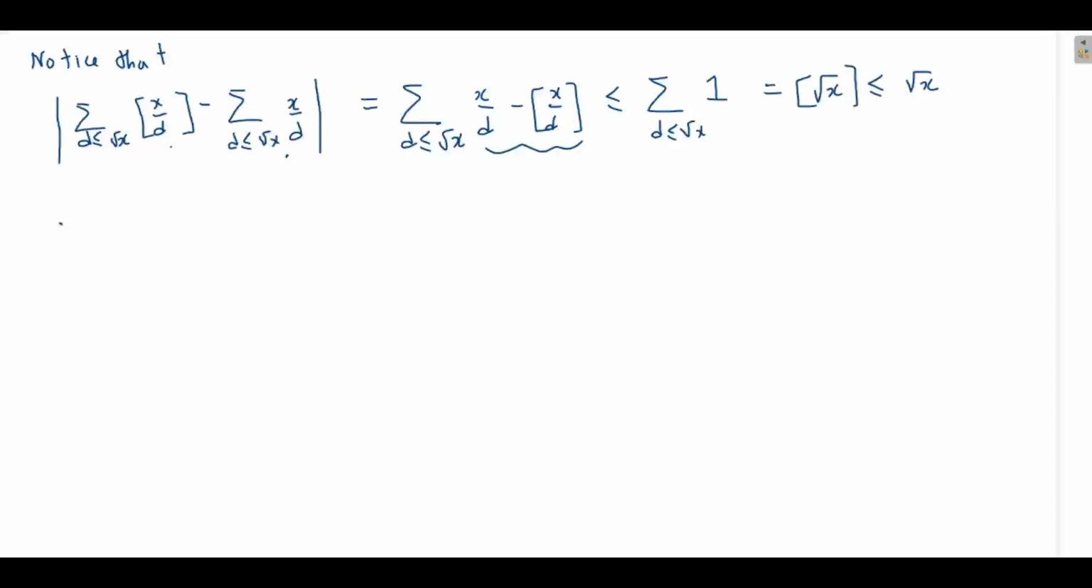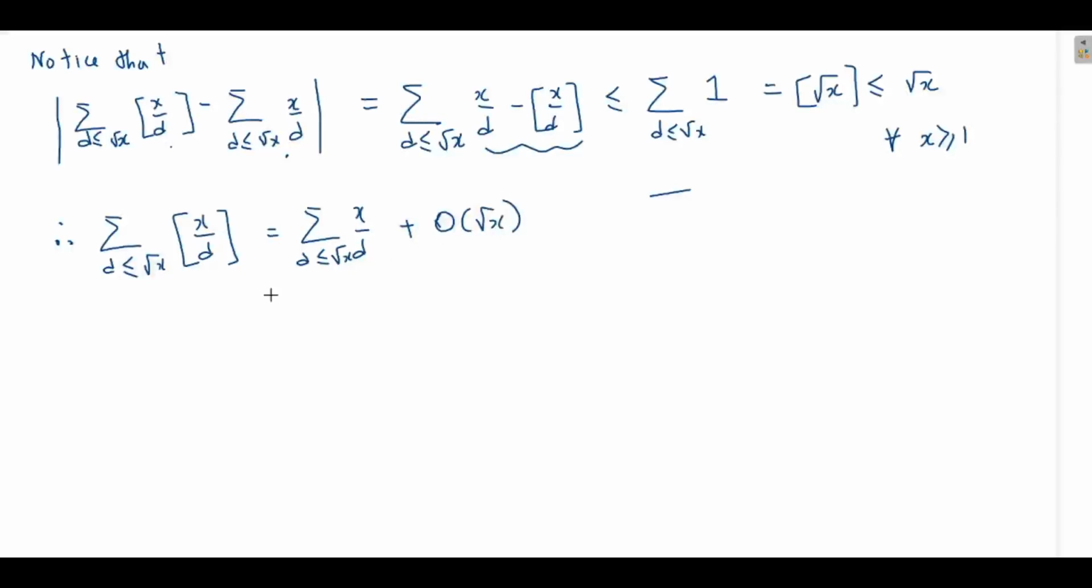And what does this tell me? This happens for every x greater than or equal to 1. This argument will hold for any positive x also. So therefore what does it tell me? It tells me that the summation over d less than or equal to square root of x of the greatest integer of x by d will be the summation over d less than or equal to square root of x of x by d plus big O of square root of x. This is what we have. Okay, let's pull this x outside the sum. Since it's a constant, we have x times the summation over d less than or equal to square root of x of 1 by d, plus big O of square root of x.